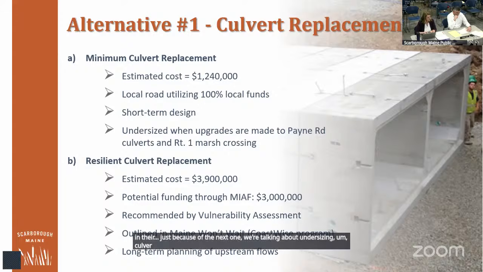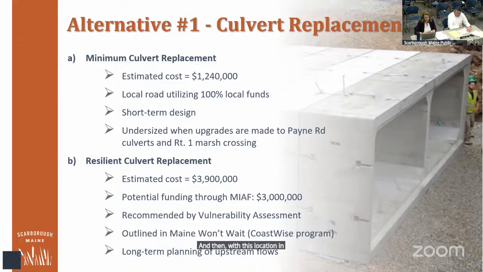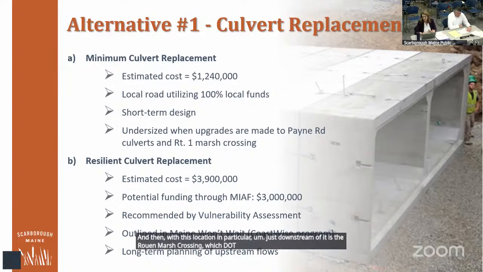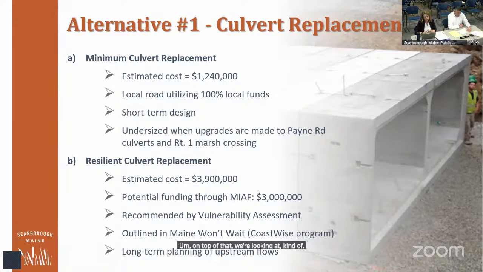We have a lot of undersized culverts around town, so it's very obvious in certain places. And then with this location in particular, just downstream of it is the Route 1 Marsh Crossing, which DOT is finalizing their designs, which will actually open up the flow under Route 1, so allow more tidal flow to come up in. On top of that, we're looking at the increased intensity of rainstorms. So really looking at the inland flow coming down. And this and the Payne Road culvert above it are really the pinch points.